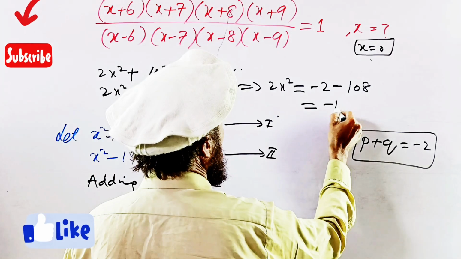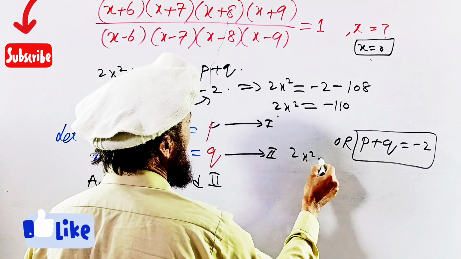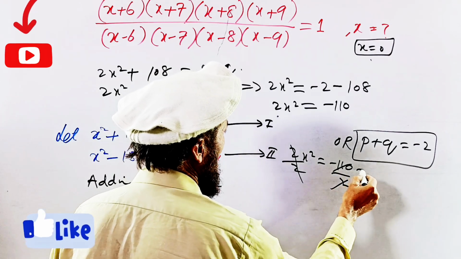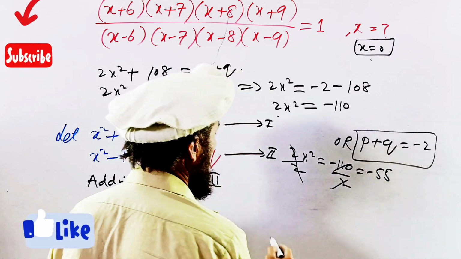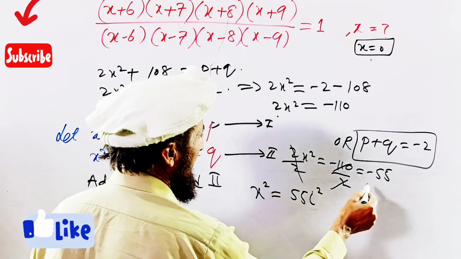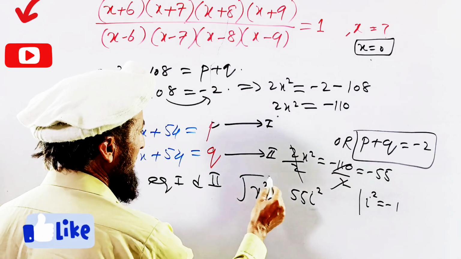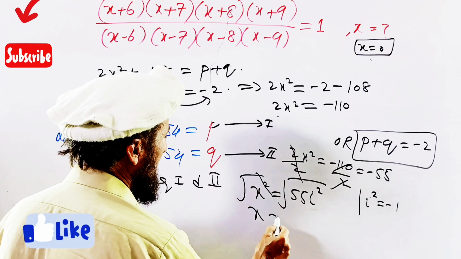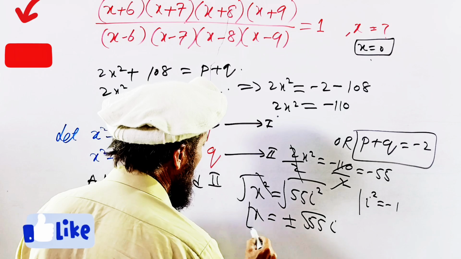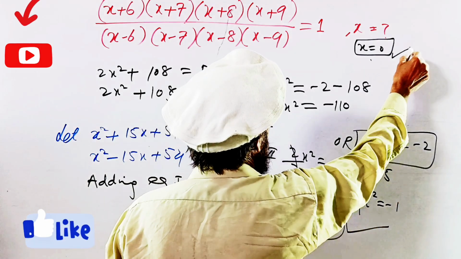So we get 2x square is equal to minus 110. Dividing both sides by 2, we get minus 55. Now x square is equal to minus 55, and in place of minus we put iota square, so taking square root on both sides, x is equal to plus minus root 55 iota. This is the other solution. So these two roots we get from this equation.